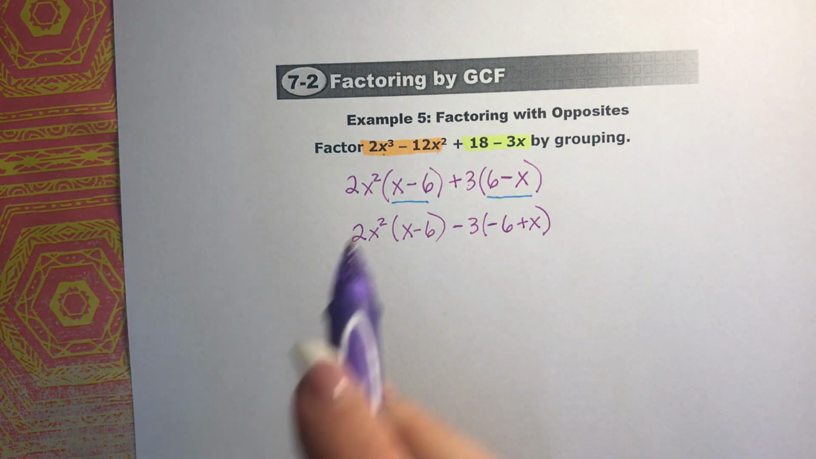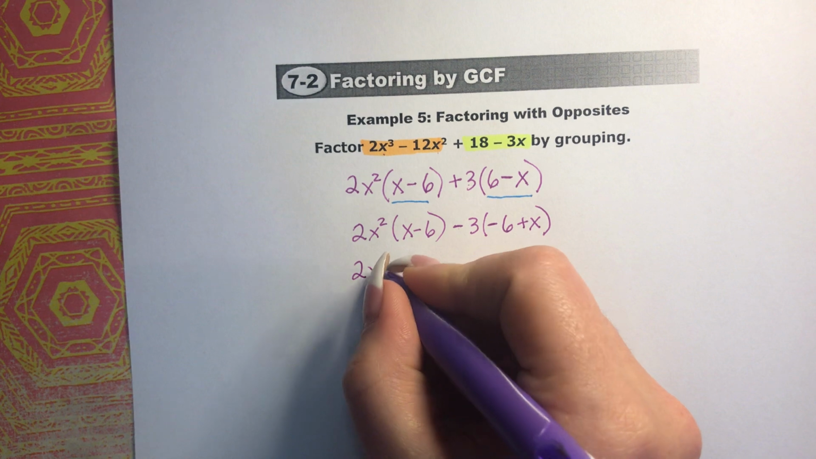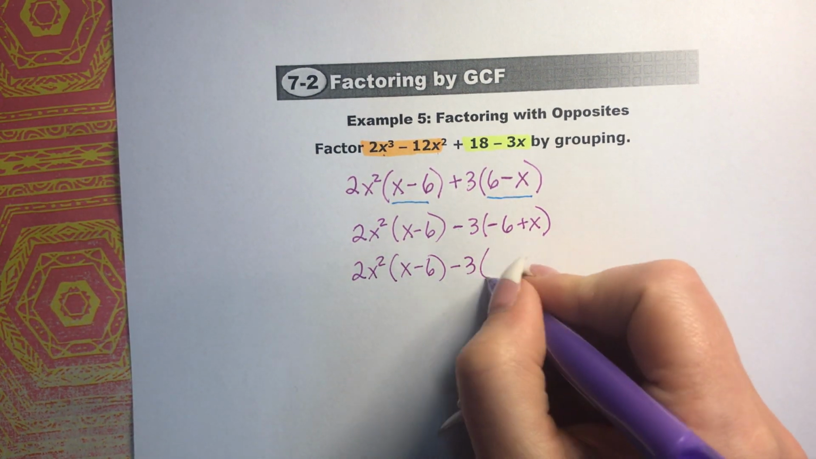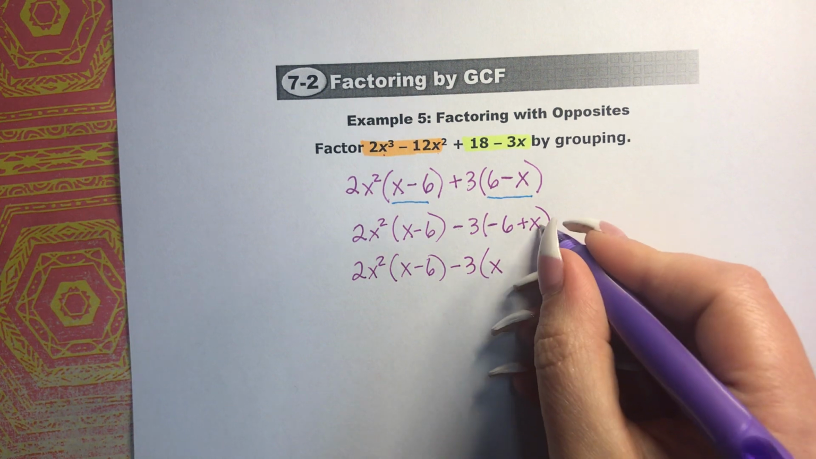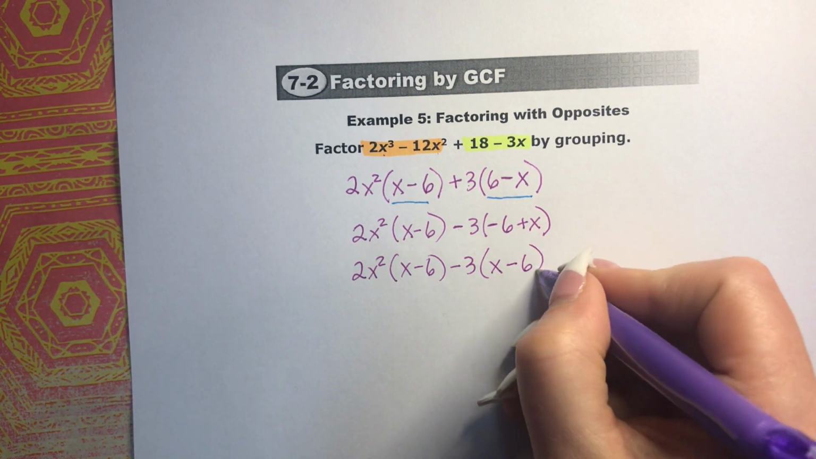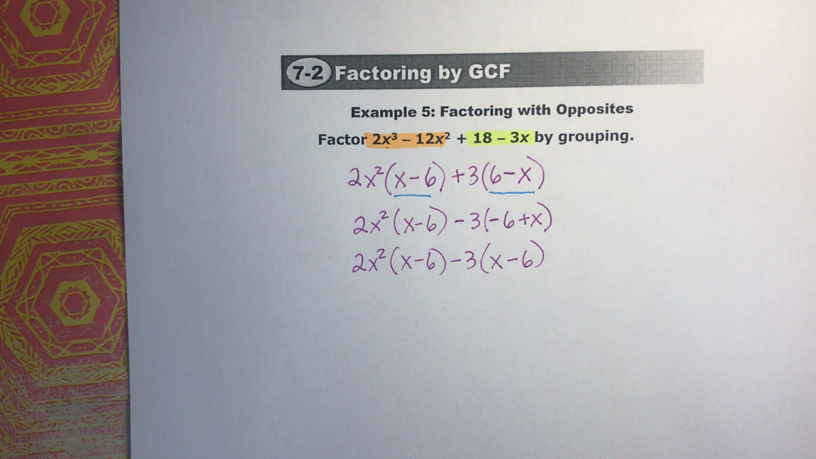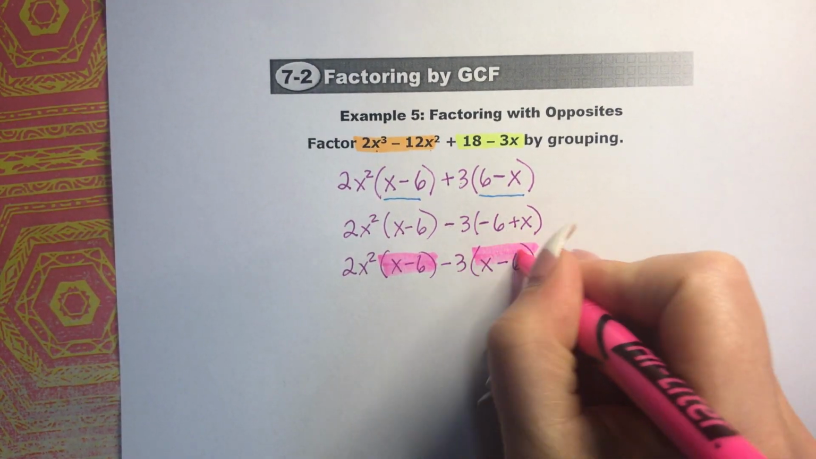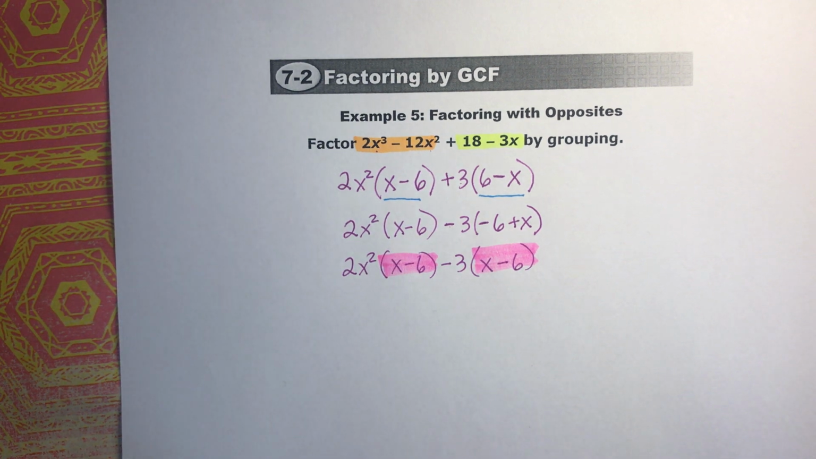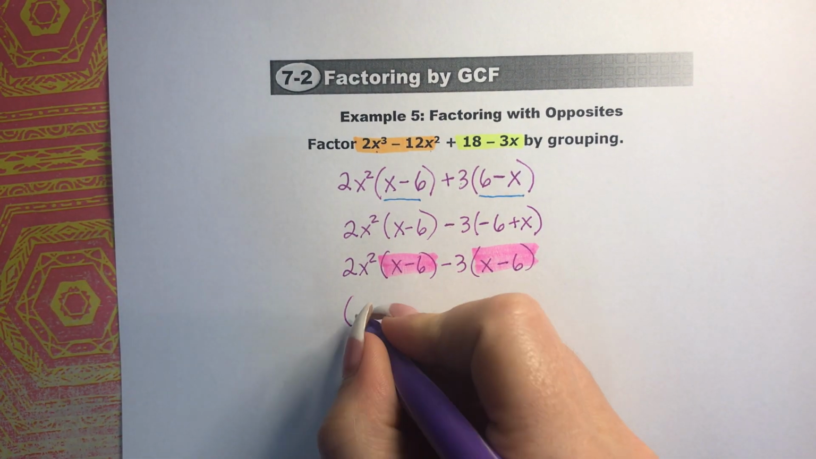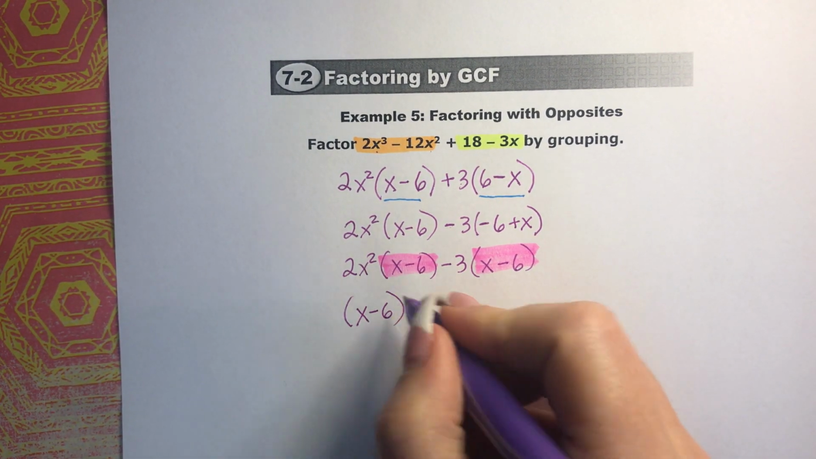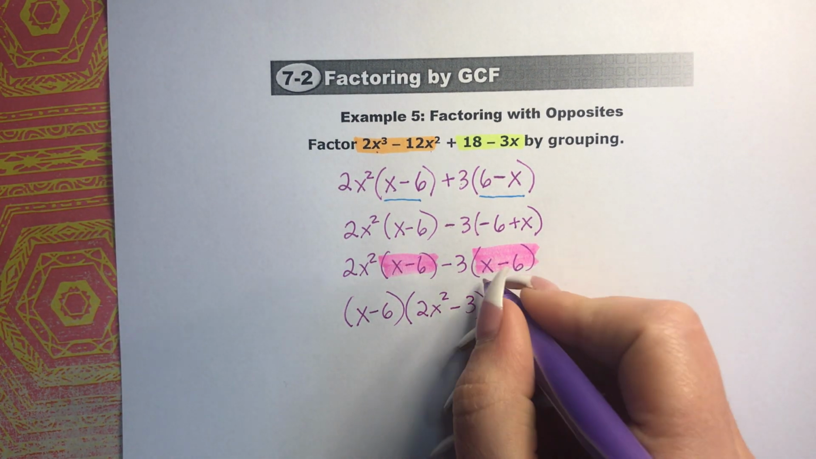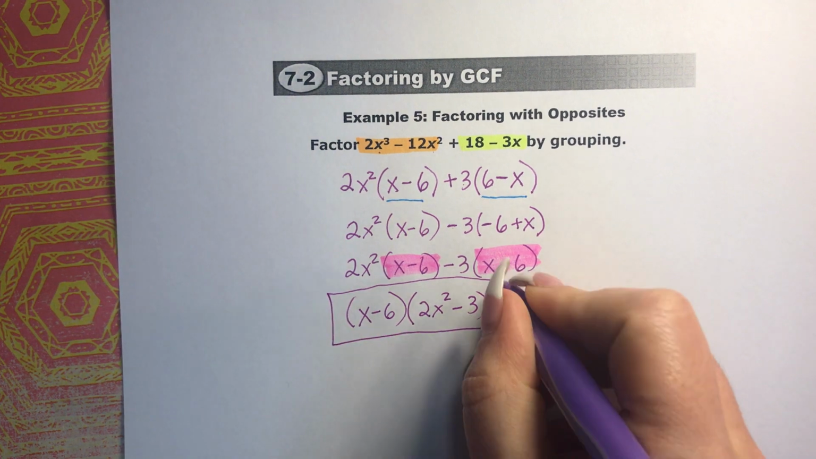Then I'm just going to switch the order of these. I'm just rewriting this, and I'm going to write the x first, which is positive, and then -6. And if you see, now I have the same thing. I have my x minus 6, so I can just factor that out. And then whatever's left, 2x squared minus 3. And boom, there's the answer.